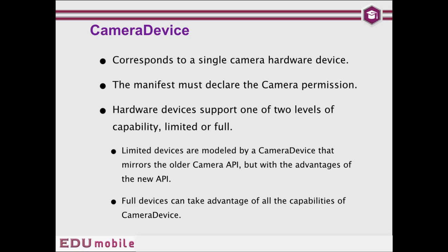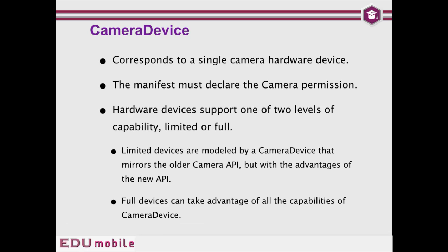Hardware devices, though, can support one of two levels of capability, and these are called limited and full. Full means it supports the full hardware capabilities or the list of possible capabilities supported by the Lollipop camera device API. Limited means it does not.